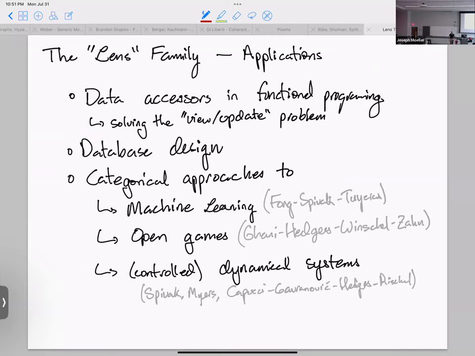So these are some of the applications of the concept of lens. The main thing is solving the view update problem. They said that was the original thing that they were defined for. And they're giving a notion of data access and update and database management in functional programming.